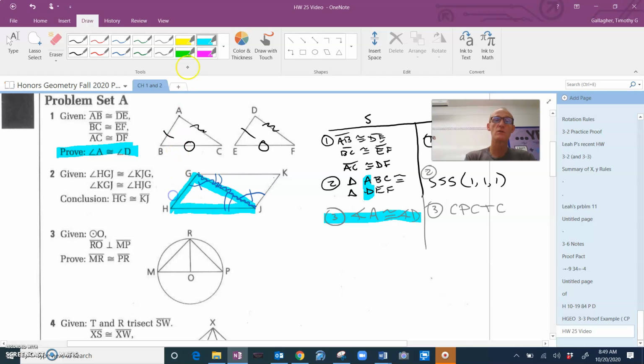So you're going to get this triangle congruent to this triangle by angle, side, angle. And then you're going to get these 2 segments congruent by CPCTC. And the proof should be laid out like a 2-column proof.